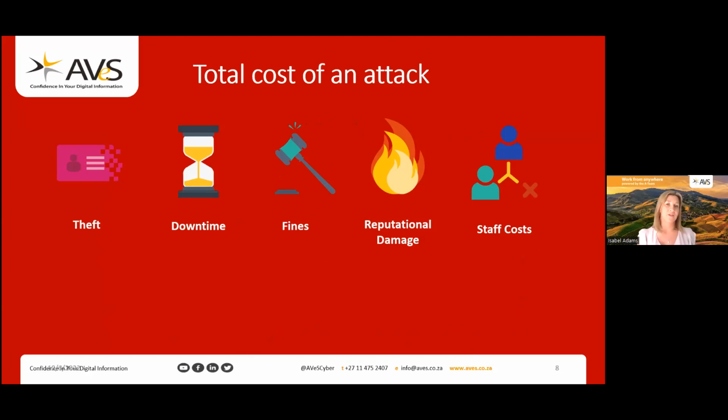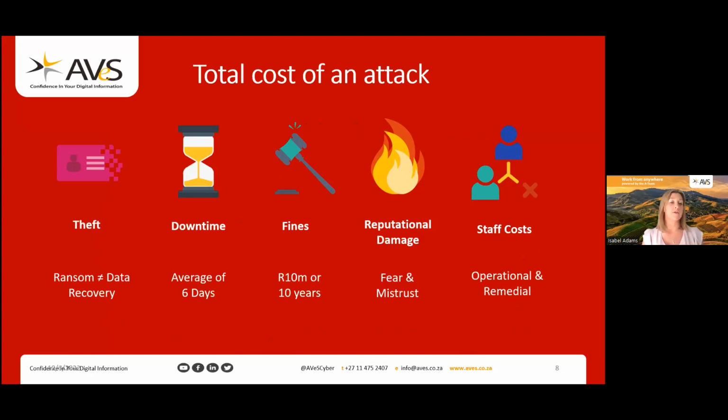But for an organization, there is a multitude of costs involved with getting hit with a ransomware attack. And these include the actual cost to recover that data. So remember, I said it costs an average organization 6.4 million rand to remediate after they've been hit with a cyber attack. During that time, it takes an average organization around 6 days to get operational again. Now, if you just think of the operational costs involved of not being able to operate for 6 days, that is a huge financial cost for an organization.